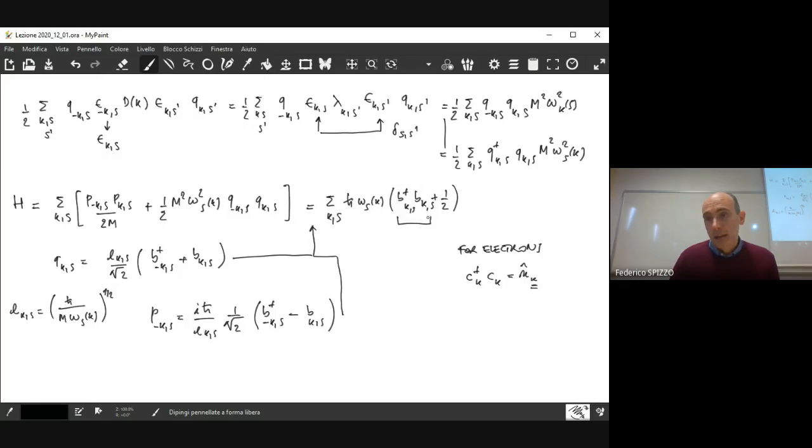Due to that, by analogy with what we saw with the electrons, you may consider that B_KS is the equivalent of the destruction operator that we observed with electrons. But in this case, the destruction is not performed on the electronic levels, it is applied on the oscillation levels. So we have the destruction operator applied to the normal mode with index K and S. On the other side, B cross KS is the corresponding creation operator that creates an oscillation with wave vector K and polarization S. In this picture, B cross KS and B KS create and destroy oscillations in the system.